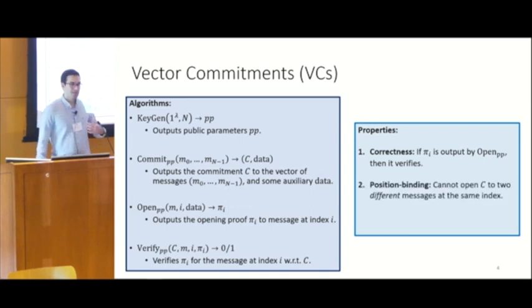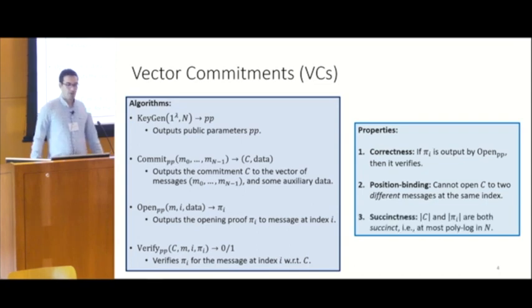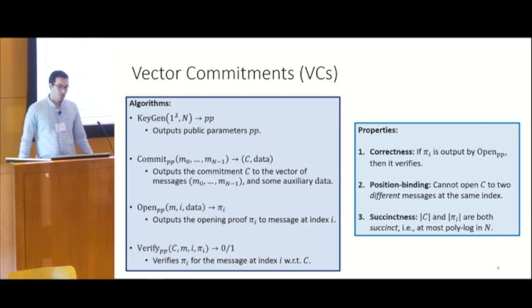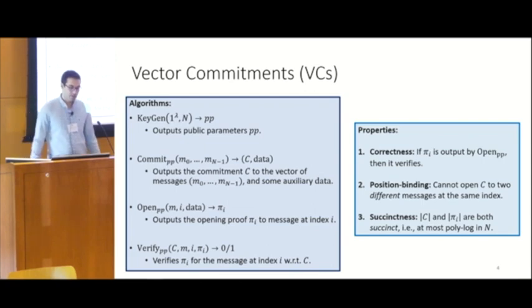The position binding states that the adversary cannot open a single commitment to 2 different messages at the same index that would verify with opening proofs. And succinctness states that each opening proof and the vector commitment are both succinct, namely at most polylogarithmic in n. So that will be the succinctness definition I would use. I will not focus on the hiding property in this talk.